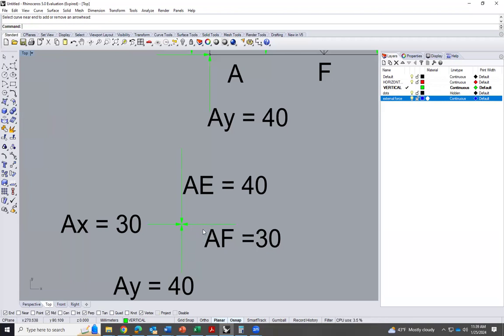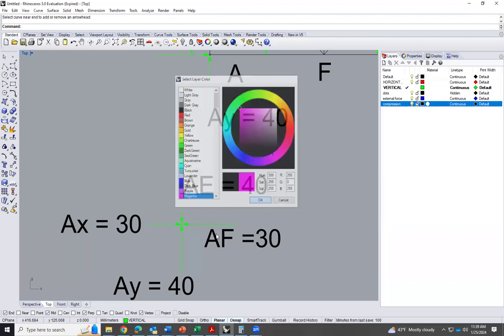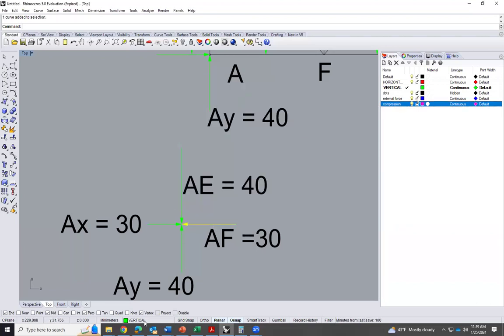Now, is it tension or is it compression? If the arrowhead is going towards the point, that means that AF is compression. So I'm going to create here a layer, compression. So AF is compression. What about AE? The arrow goes towards the point, so it's compression too.